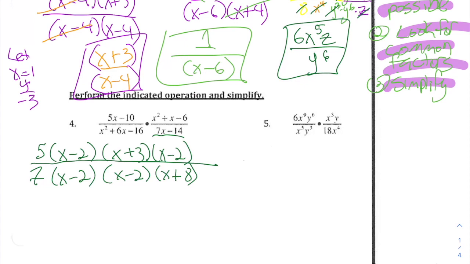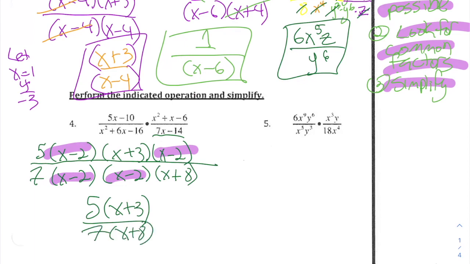So now let's look for common factors. We have an x minus 2 and another x minus 2. Those are common factors. 5 and 7, nothing we can do about that. And x plus 3 and x plus 8, nothing we can do about that. So this just becomes 5 times x plus 3 all over 7 times x plus 8. You could distribute, but in reality, this is the correct simplified form. And that's what Math Excel would want as well.